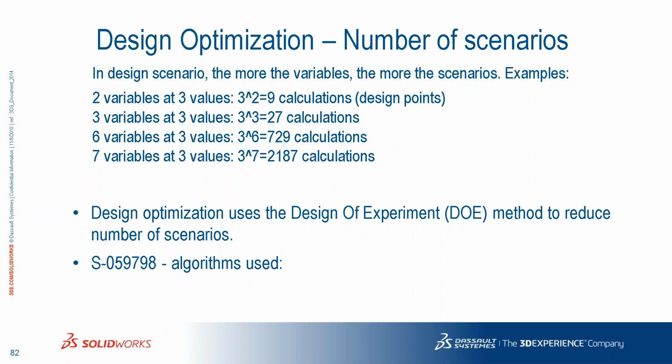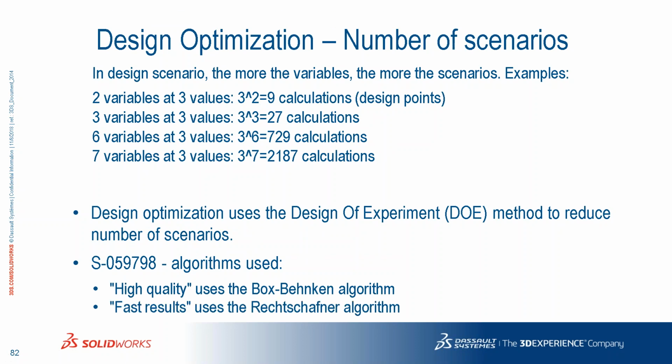If you go to customer portal, there is a solution. You see in the picture the number of solution. There will be a very detailed explanation of the algorithms used. Basically, if you use the high quality setting, you use the Box-Behnken algorithm. If you use the fast result, you will use the Rechtschaffner algorithm.